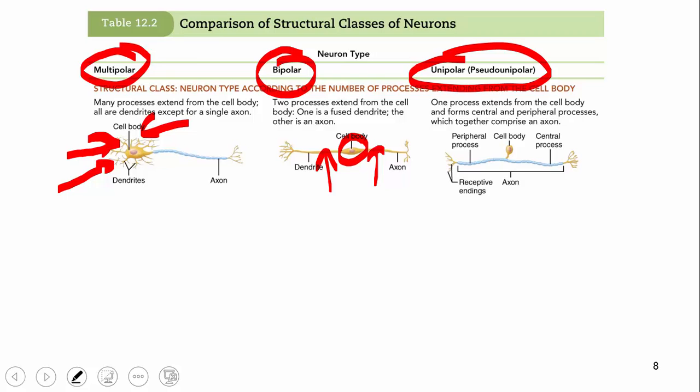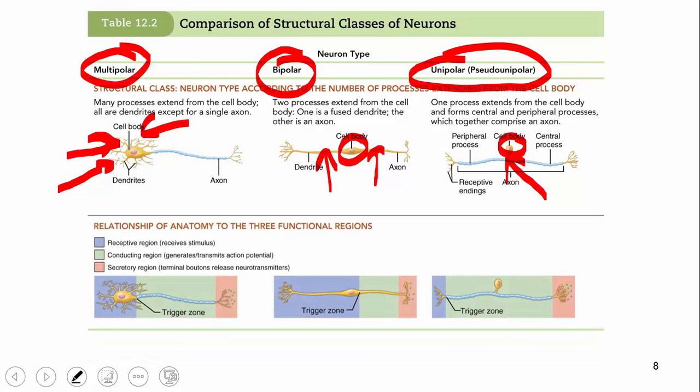And then unipolar, you have your cell body here, and you can see you have one tiny little projection coming off that cell body, and that's it. And so that tiny single projection there is why it's unipolar, or one. If we look at that, there's different functional regions associated with these different types of neurons.